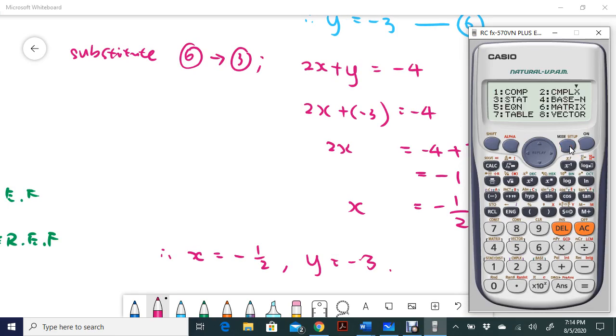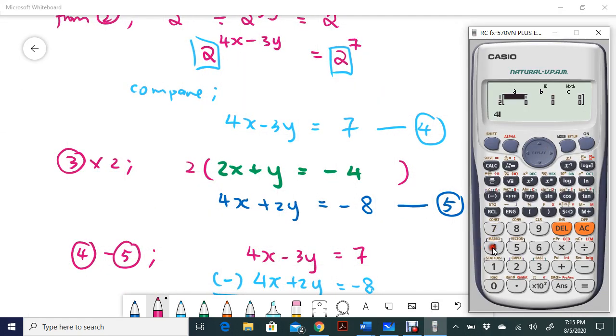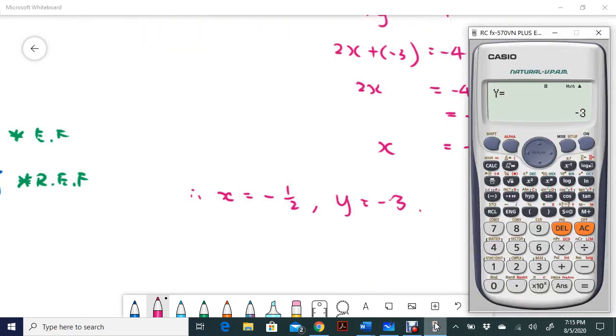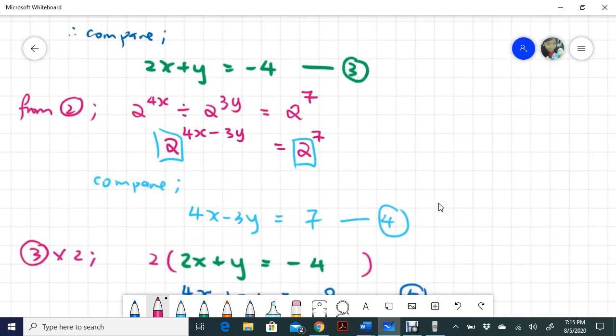At the same time, you can check your answer as well. You can press 5, you go for 1. Then you can start to key in the equations just now, equations 4 and 5. So you press 4, equal, negative 3, equal, you have 7. After that you have 4, 2, negative 8. Your x is negative 1 over 2, your y is negative 3. So it means that your answer is correct. If wrong, it means that something went wrong in between already. You get what I mean?